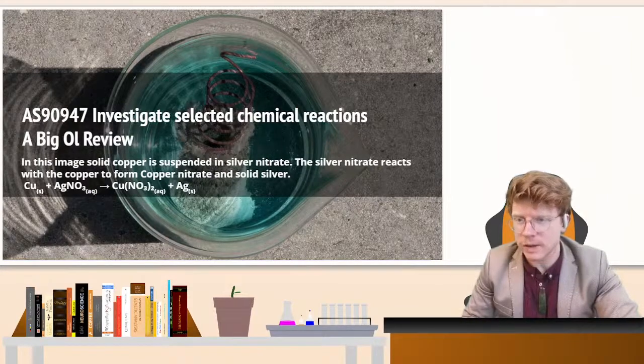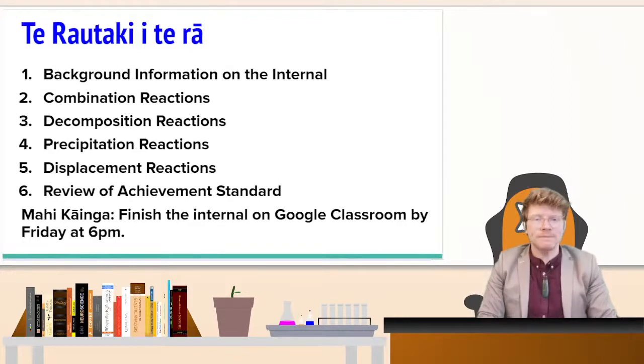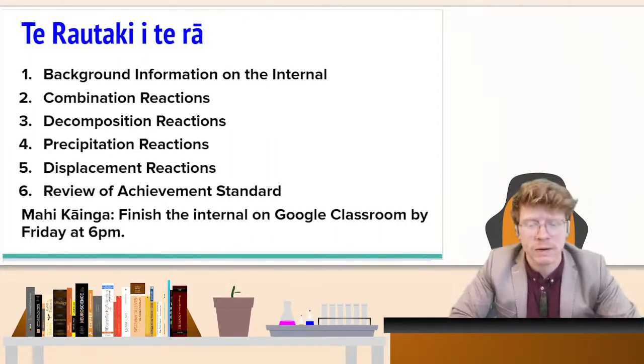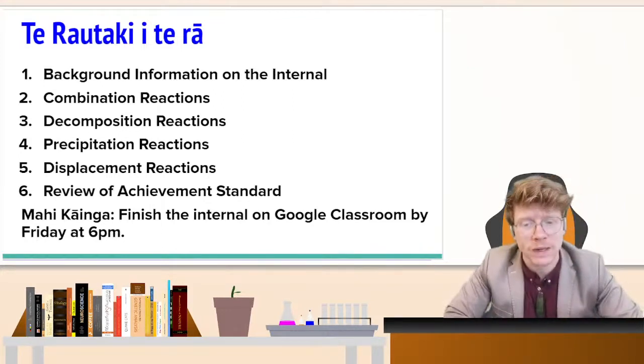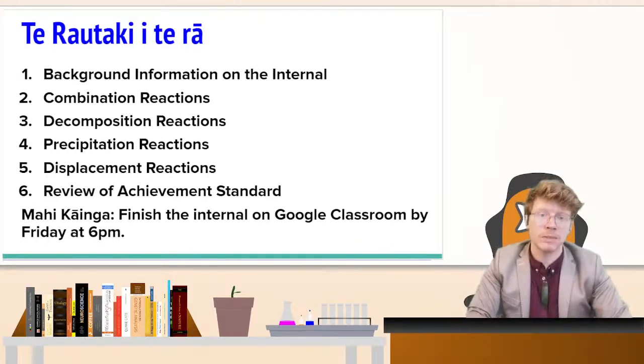As we go through this topic today, team, if you've got any questions, you're welcome to fire them off into the chat. But our plan for the day is to talk about the background of this internal. We're going to go through each of our 4 reactions, which are the 4 types you're going to be needing to identify, and then we're going to review the achievement standard and exactly what you need to do to pass.